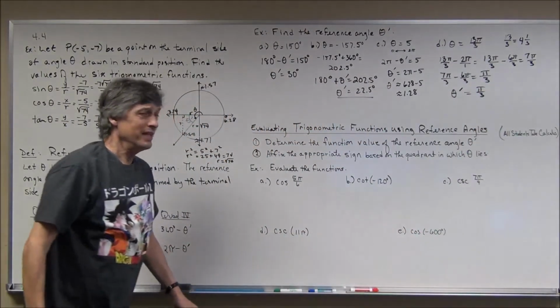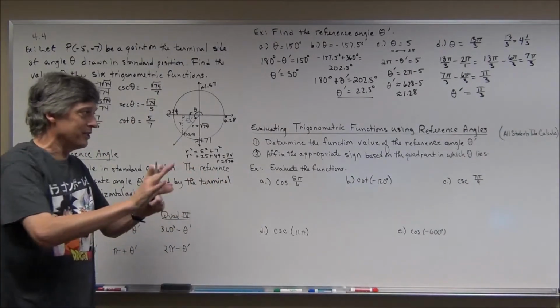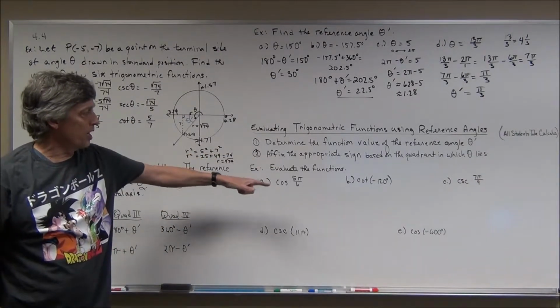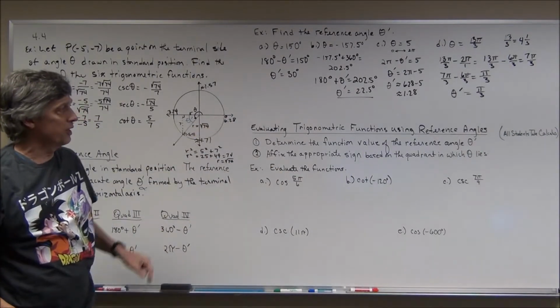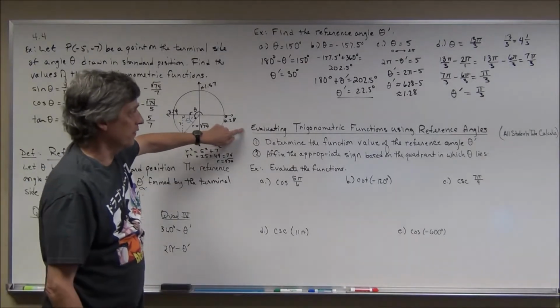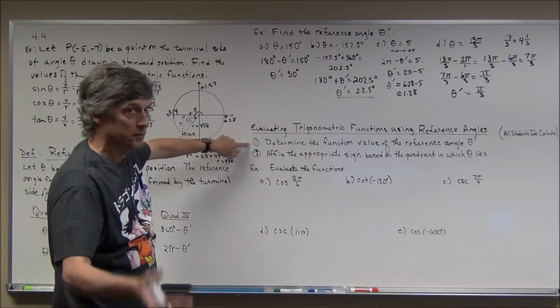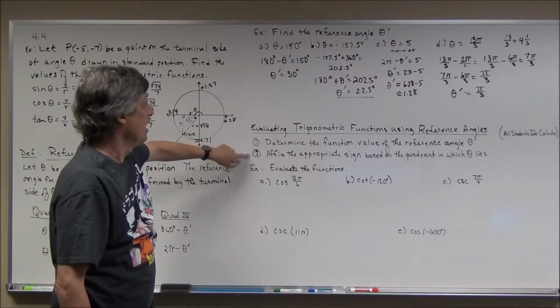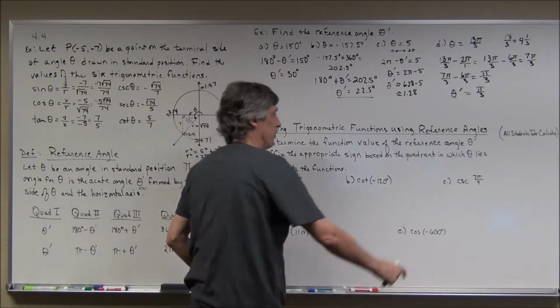Now, you got to get a little bit used to it. You're going to be using it. I'm not right there yet, but I'm going to try to show you how I can use the reference angles on these problems to actually evaluate the trig functions. All right, so let's look first here. To evaluate trig functions using the reference angle, determine the function value of the reference angle, which means you have to find the reference angle, and then you're going to make sure that you have the appropriate sign based on the quadrant in which theta lies.